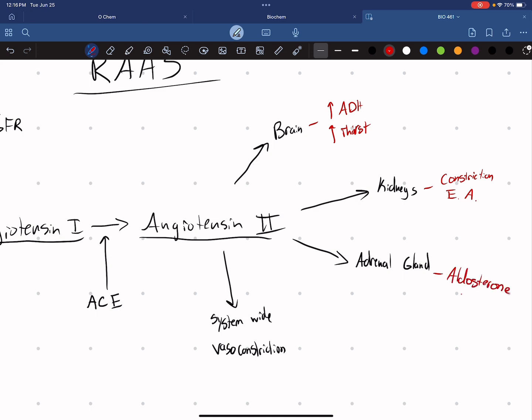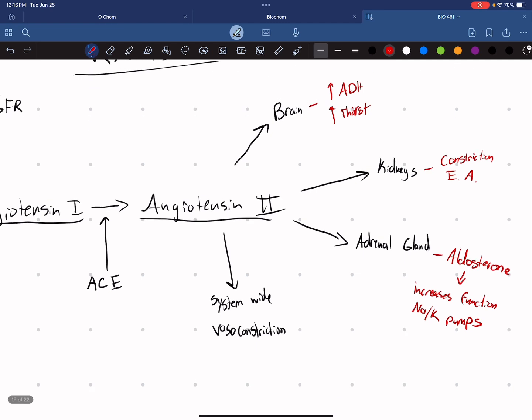And what aldosterone does is it increases function of sodium-potassium pumps, which causes an increase in blood pressure to regulate that increase of potassium. And we also have system-wide vasoconstriction, which also leads to an increase in blood pressure. So each one of these things with angiotensin 2 are different regulatory pathways for our body.